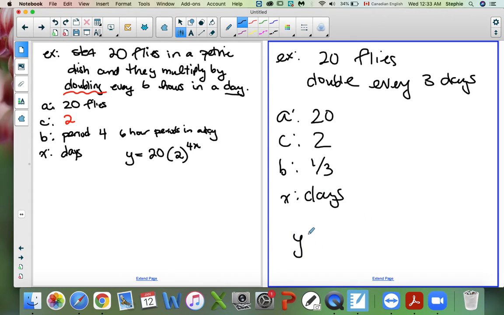So your equation would look like this: y = 20(2)^(1/3 x), which of course you could also write as 20(2)^(x/3). And that's how the equation would look. So that's talking about the B.